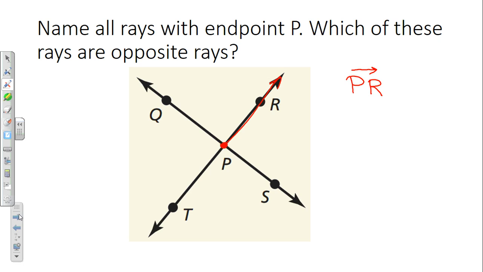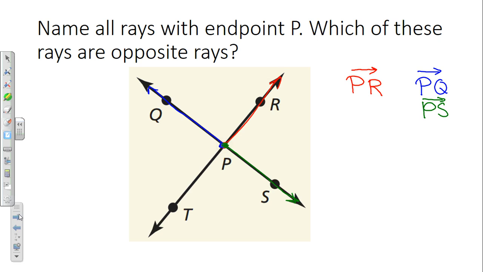All right, now we need another one. What's another ray? PQ. So if we start at P and go in the direction of Q, we have another ray with a beginning point of P. I heard someone say PS. PS starts at P and goes toward S. So PS is another ray with an endpoint of P.